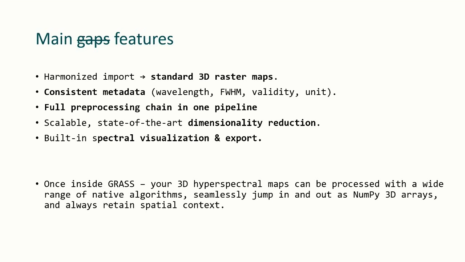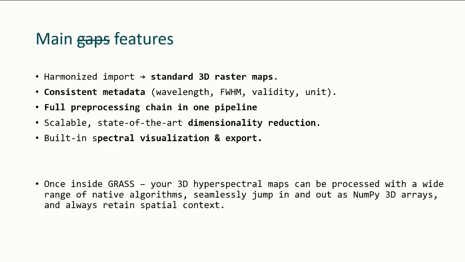So we did a harmonized import, which outputs a standard 3D raster. This is the terminology that GRASS uses, so I must use it. And it has consistent metadata. In the metadata, it stores the wavelength of each band, the spectral resolution, and the validity. Some hyperspectral data are preprocessed, for example with atmospheric corrections, and some bands get tagged invalid. We can keep them and just tag them as valid or invalid, and then let the user do with them whatever they want. And then the unit. This is also a thing.